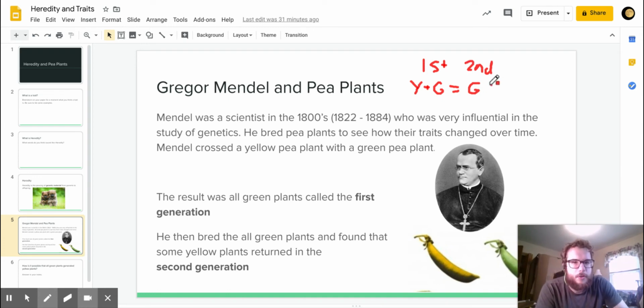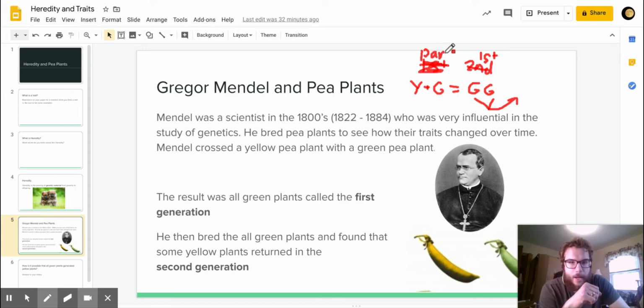Now, let's say he got two greens. Obviously, I'm kind of making that up a little bit. He probably got a bunch. But he took those two greens and he decided to breed them together. Oh, I messed this up. I'm sorry. This isn't the first generation. This is the first generation. There we go. This is just the parents. So first generation is all green, which came from the parents, which were yellow and green.